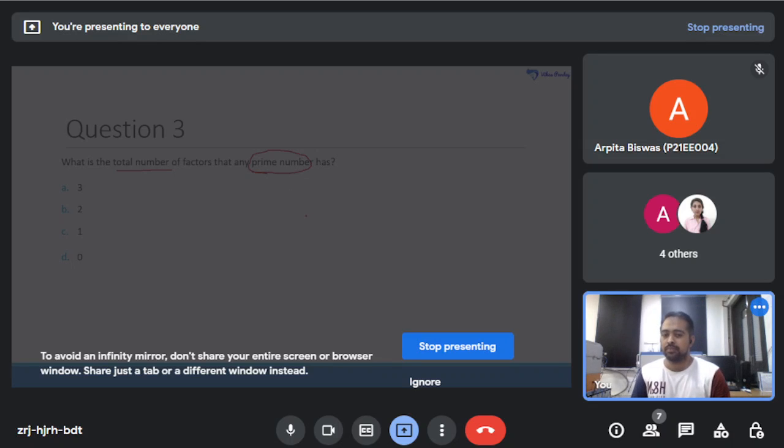See, here the question is about prime numbers. Prime numbers are, if you remember, 2, 3, 5, and so on. The definition of a prime number is that it has only two factors, 1 and the number itself. So the answer is not 1. It has one factor, 1, which is common for everyone, and the number itself, and nothing else. So here it is 2.